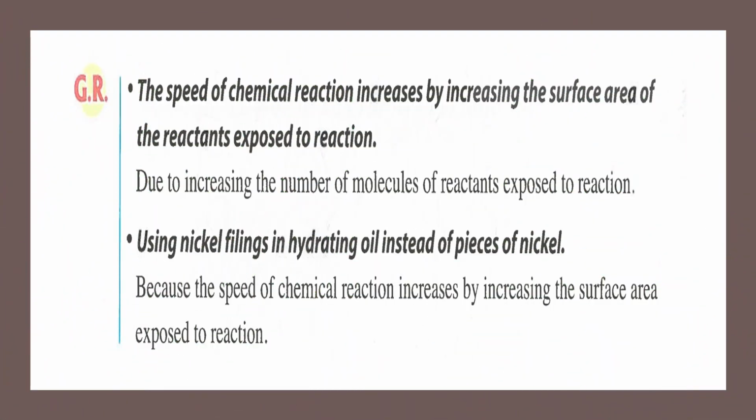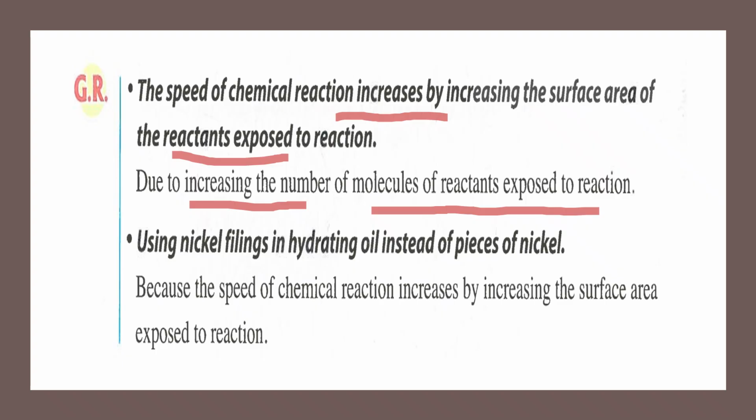For this part, the question may be like: why does the speed of chemical reaction increase by increasing the surface area of the reactants exposed to the reaction? Because the number of molecules exposed to the reaction increases.